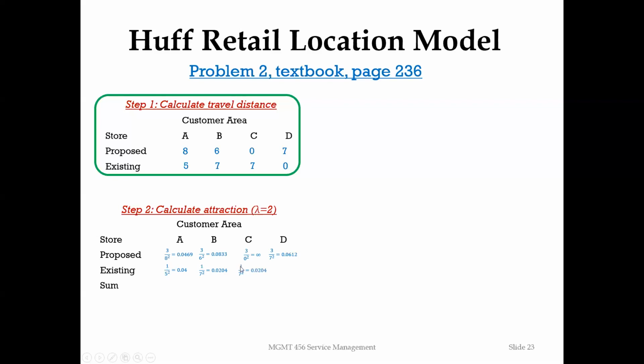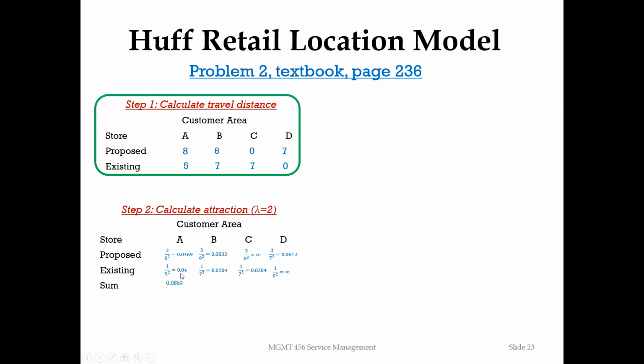What about C? The numerator is 1, store size. The denominator, travel distance, is 7, so 0.0204. What about customer area D? The numerator, store size, is 1, the denominator, travel distance, is 0, so you get infinite as well.